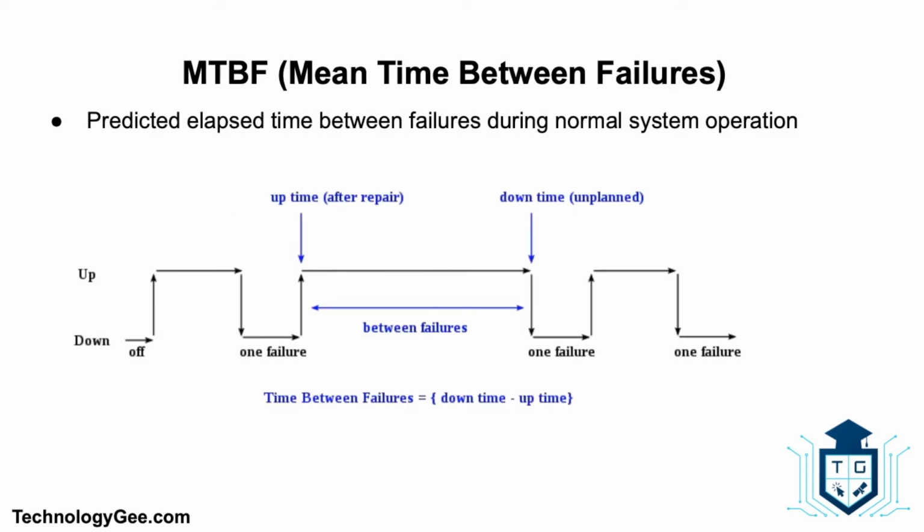Next, we have MTBF, or mean time between failures. So mean time between failures, this is the predicted elapsed time between inherent failures of a mechanical or electronic system during normal system operation. MTBF can be calculated as the average time between failures of a system. The term is used for repairable systems, while MTTF, or mean time to failure, denotes the expected time to failure for a non-repairable system. The definition of MTBF depends on the definition of what is considered a failure.